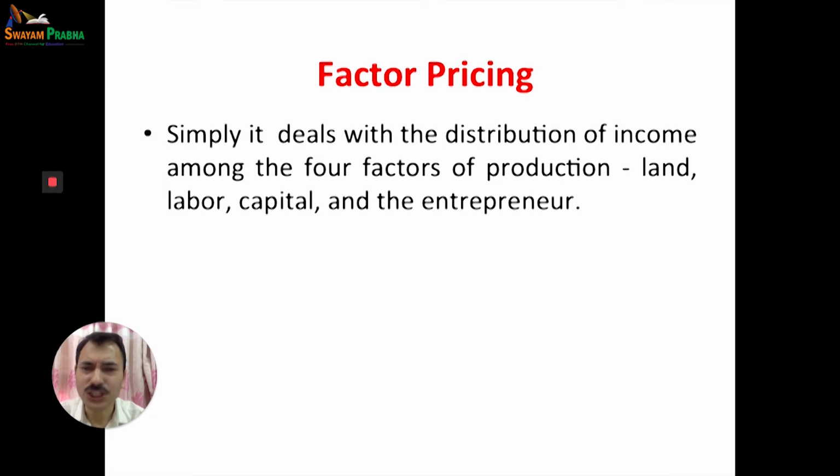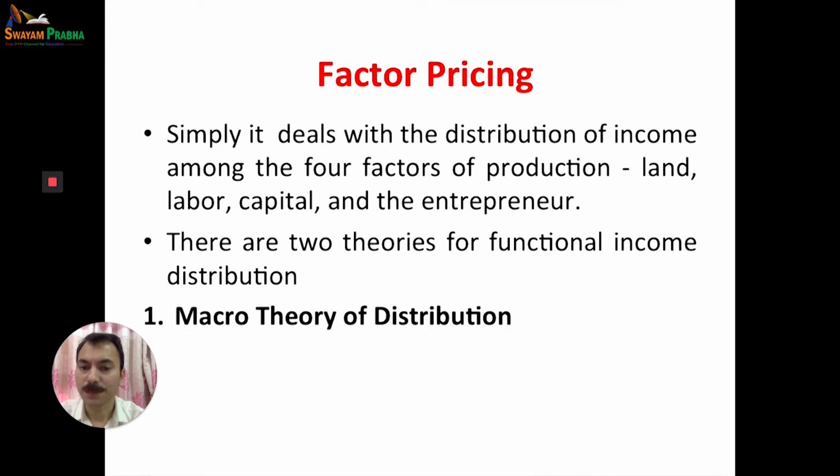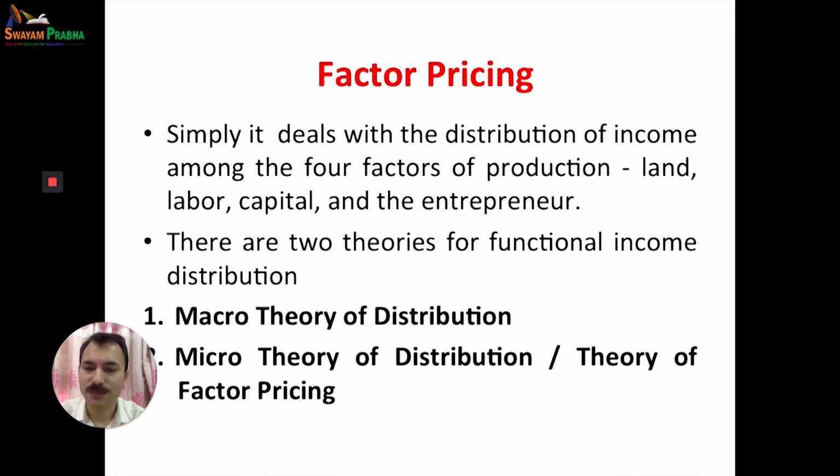It deals with the distribution of income among the four factors of production. I have already stated land, labor, capital, and entrepreneurs. There are two theories for functional income distribution: one, macro theory of distribution, and second, micro.